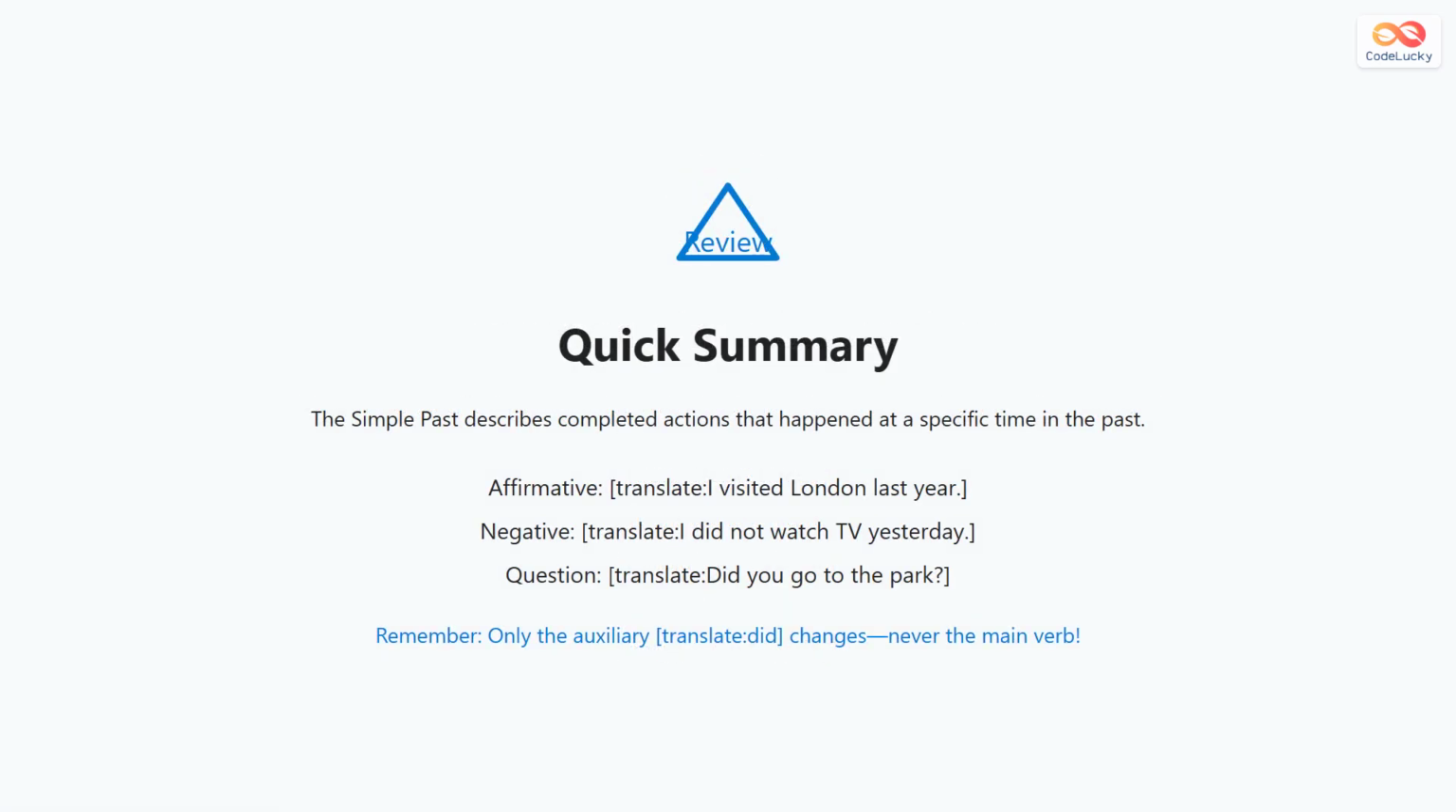The simple past tense is used for actions that are completed and happened at a specific time in the past. In positive sentences, the verb ends in ed for regular verbs. In negative sentences, we use did not plus the base form of the verb. For questions, we use did at the beginning. Remember, only the word did changes for past time, the main verb stays simple.